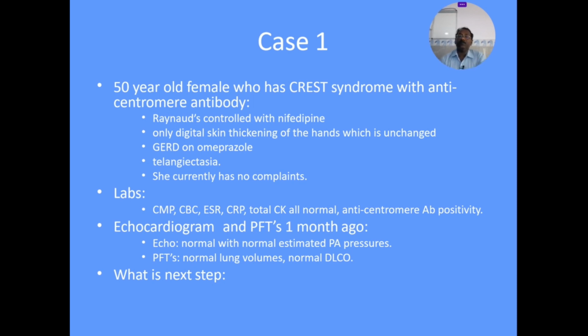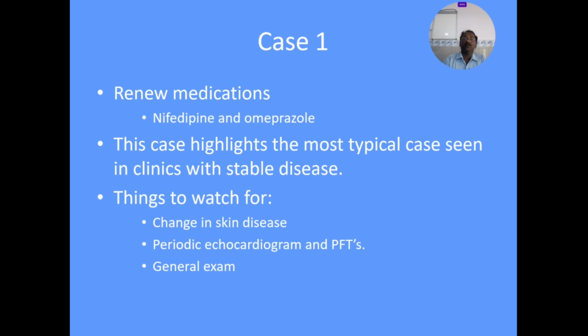What is the next step? So this is the history, mostly asymptomatic. Most of the labs are normal except anti-centromere antibody positivity, and your PFT is normal, no lung involvement, and echo is normal, no pulmonary arterial hypertension or ischemic heart disease, etc. So nifedipine and omeprazole the patient is taking. This case highlights the most typical case seen in the clinics with a stable disease.